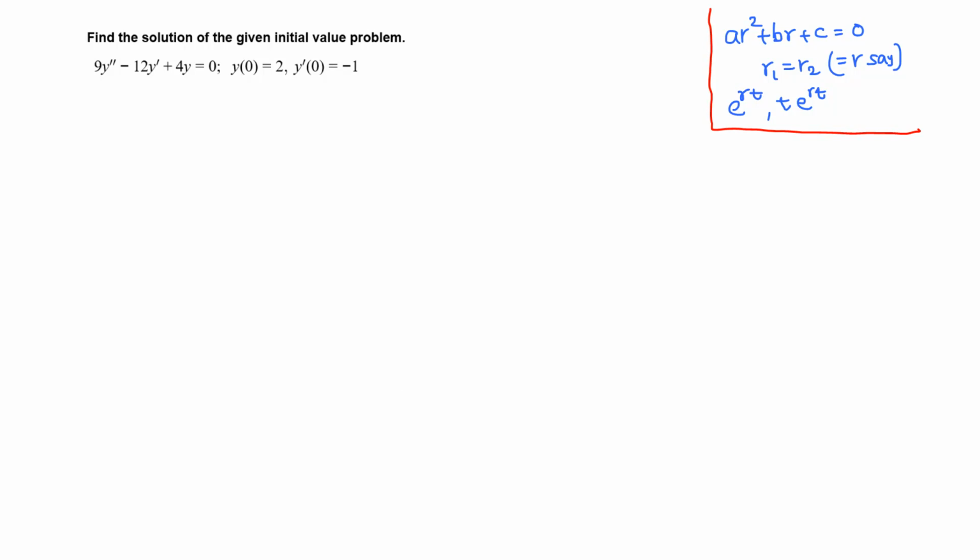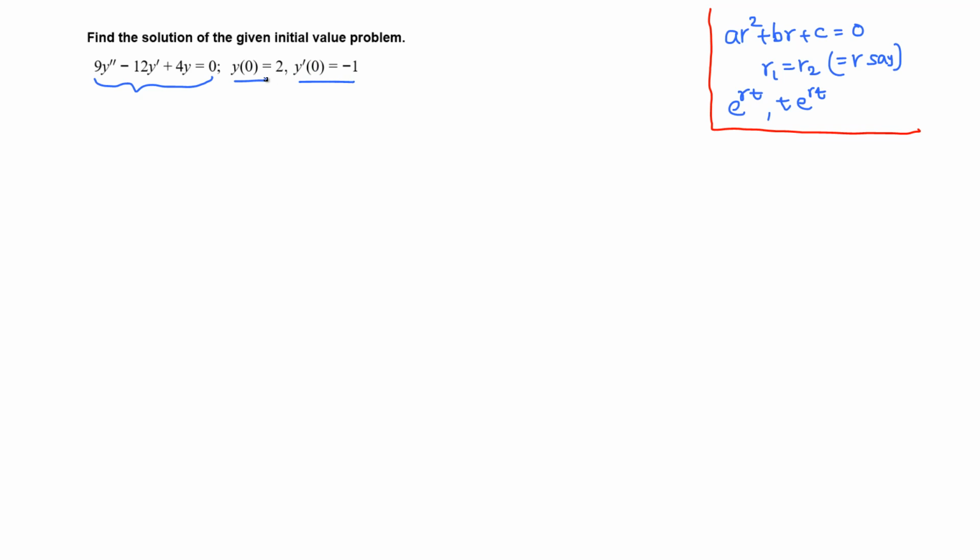Find the solution of the given initial value problem. So we have a second order constant coefficient linear differential equation, and when we solve we get two solutions, and the general solution will be C1 times the first solution plus C2 times the second solution, and there will be two unknown constants, and we determine those values using these initial conditions.